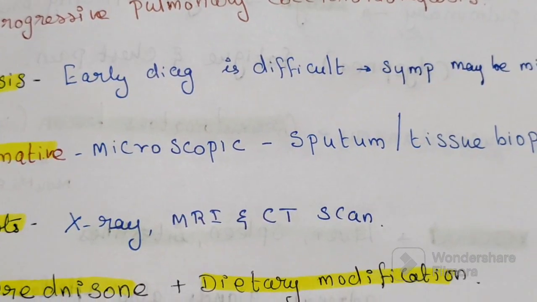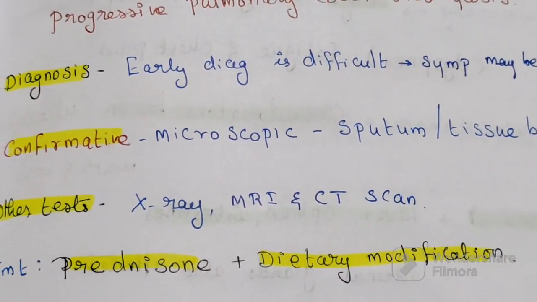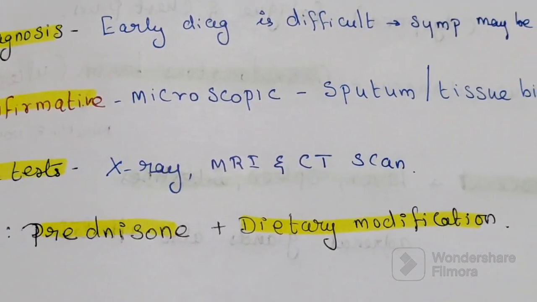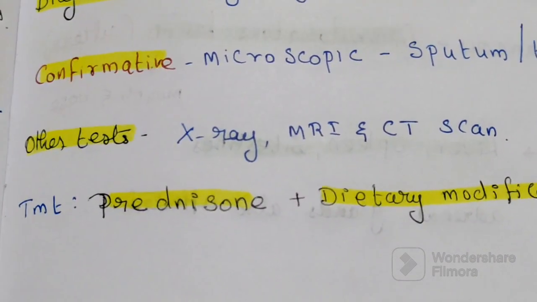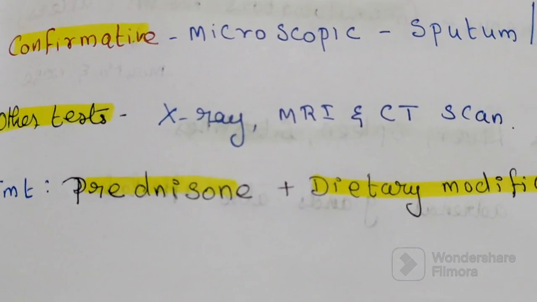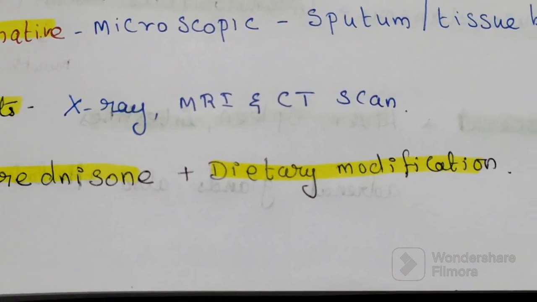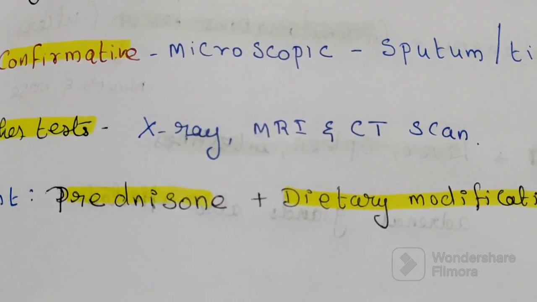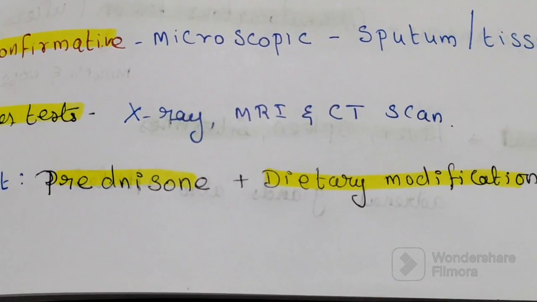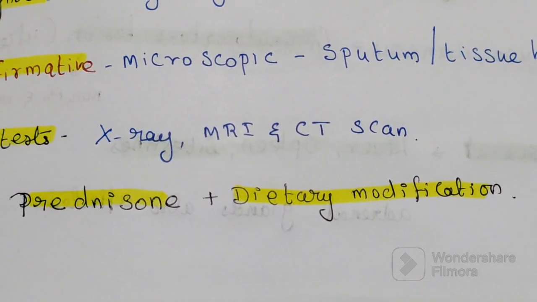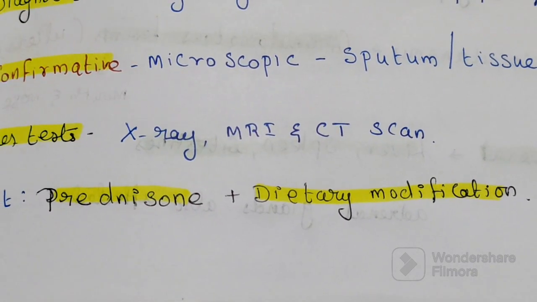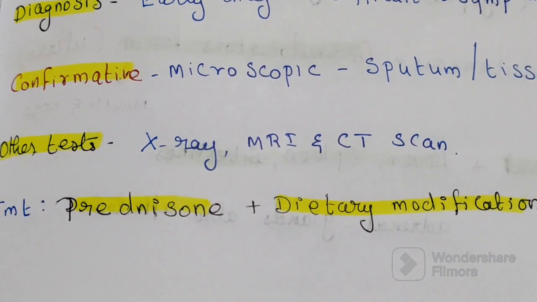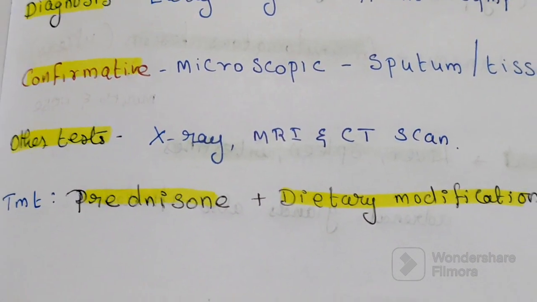Diagnosis: early diagnosis is difficult because symptoms may be mild. Then for confirmation, microscopy using sputum or tissue biopsy. Other tests are X-ray, MRI scan and CT scan. Then for treatment we are using prednisone or alternative therapy such as dietary modification. People should consult with their physician before trying such methods.